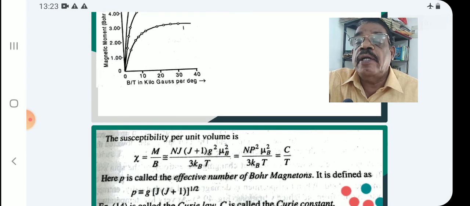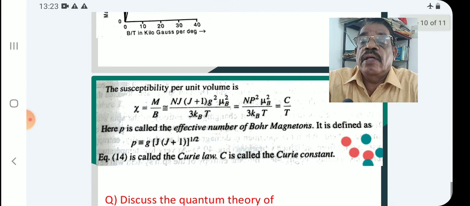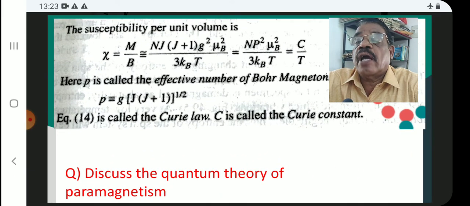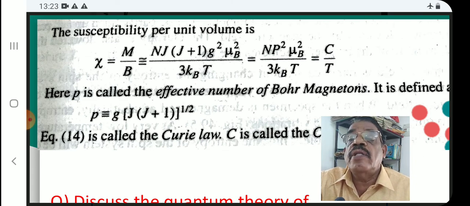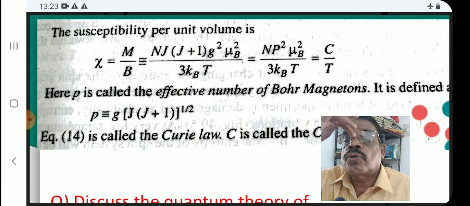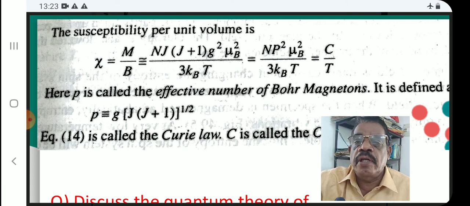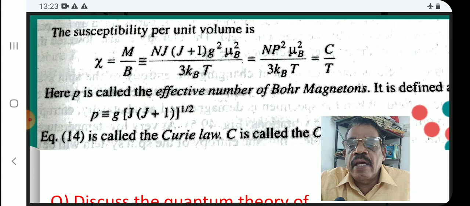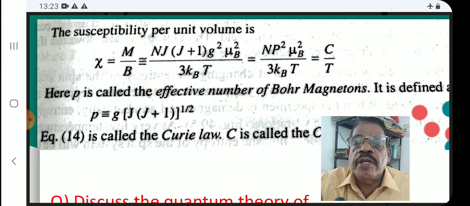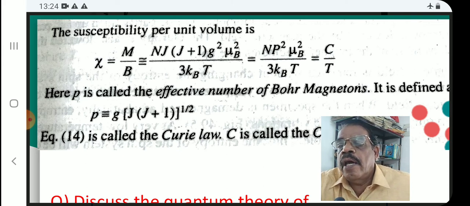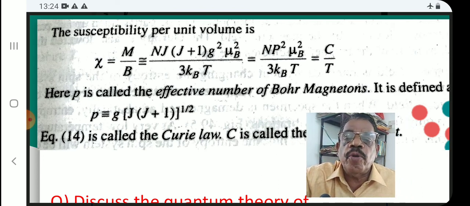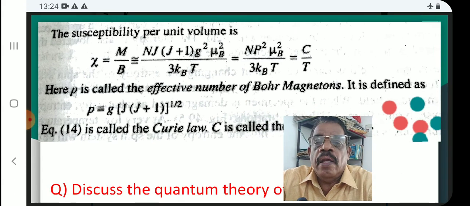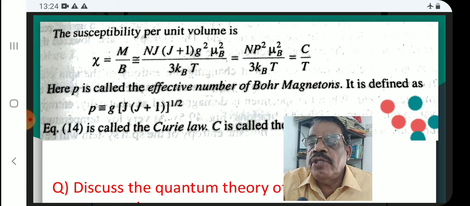The susceptibility per unit volume is chi equal to M by B, which is equal to n j into j plus 1 g squared mu b squared by 3 kbT, equal to n p squared mu b squared by 3 kbT, equal to C by T. A new term is coming. Here p is called the effective number of Bohr magnetons. It is given by p is equal to g into j into j plus 1, raised to 1 by 2.